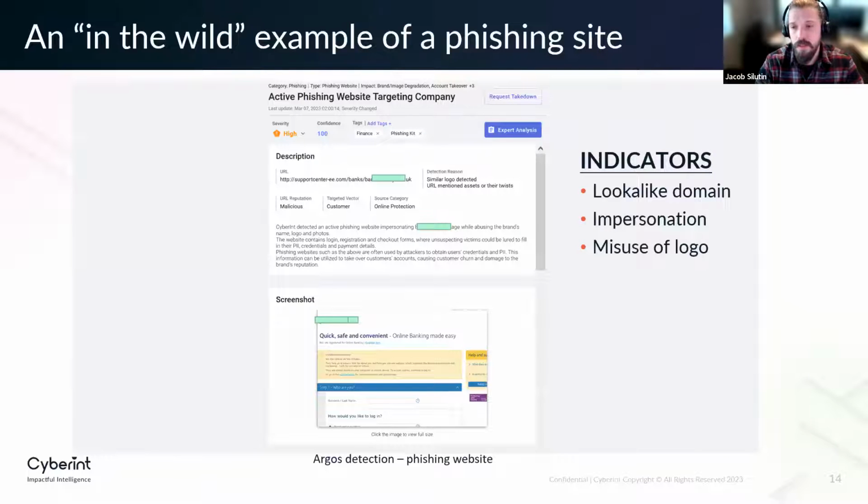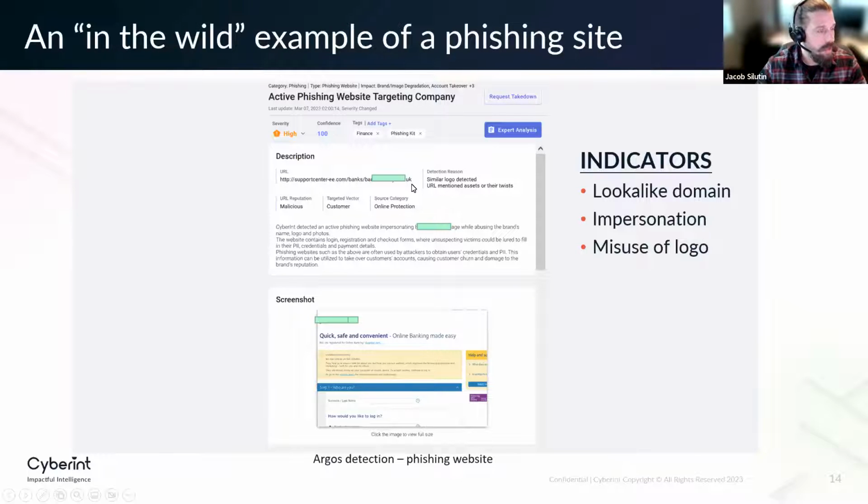What we do at Cyberint is we actually have a mechanism to alert on these domains at their inception, and also follow them through the life cycle of if and when they become a phishing website. So over here, we see an example that we use in our demo platform for an active phishing website targeting the company that we've identified. In this case, we can see the URL right here. This is for a bank, and we have obfuscated the name of the bank.